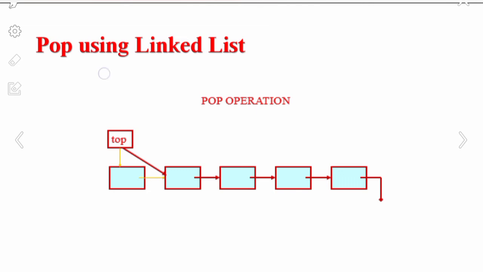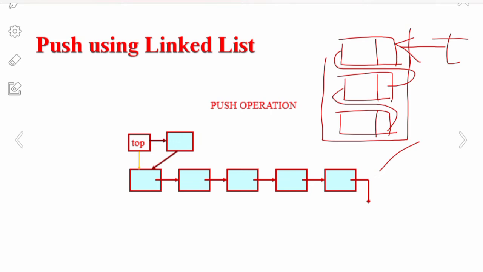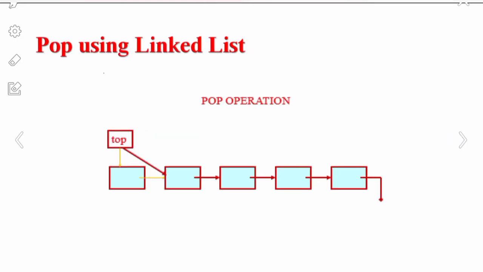Similarly, here is pop using the linked list. In the previous example we inserted some elements into the linked list, right? If you want to perform the pop operation, then the top will get decremented by 1, so it will point to the next one, the previous one, and it is going to remove this node. That is the pop using linked list.